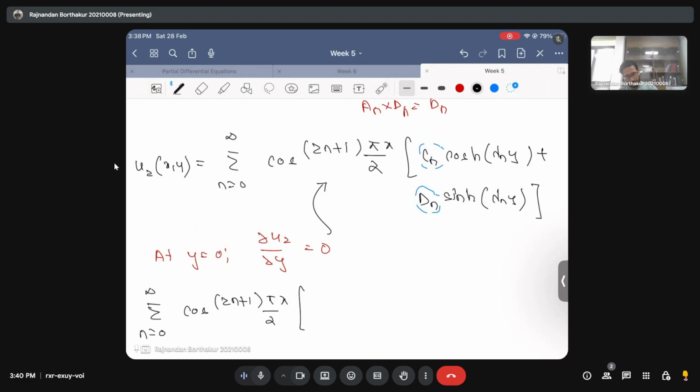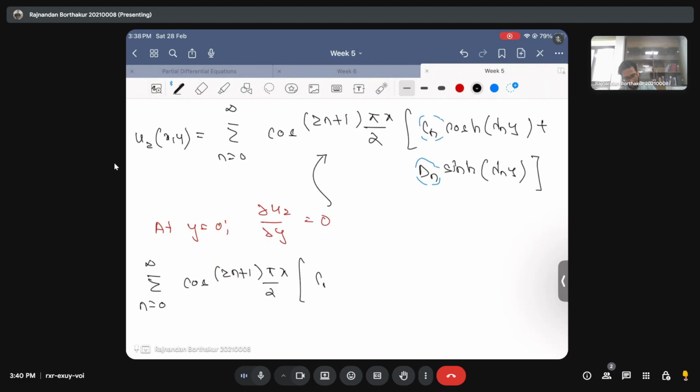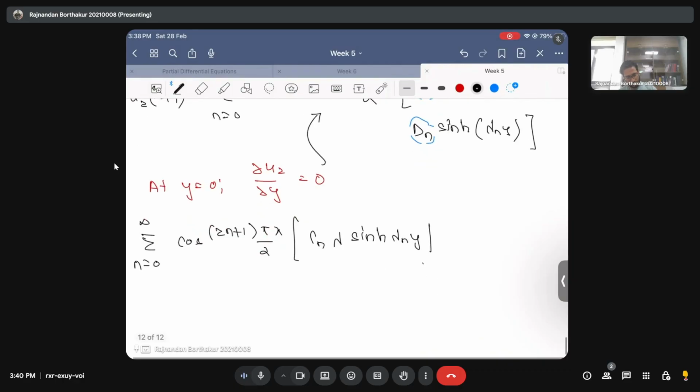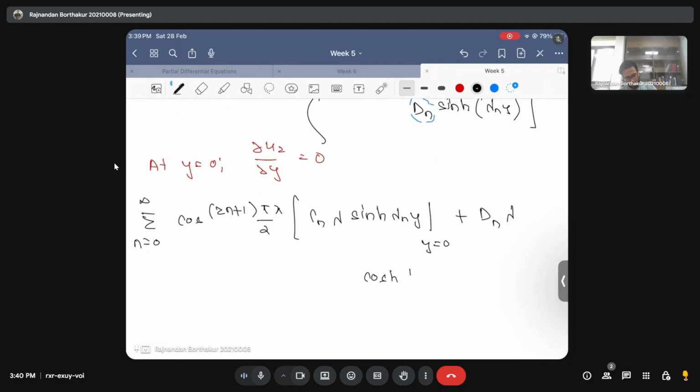Okay, let's do it, and then we'll see. So this is Cn times lambda n. The derivative of cos hyperbolic is going to give you sine hyperbolic lambda n y, but I need to evaluate this at y equal to 0. Plus the derivative of sine hyperbolic is going to give you cos hyperbolic. So this is dn lambda cos hyperbolic lambda n y, evaluated at y equal to 0. Now we know that sine hyperbolic 0 is 0, which means that this term is just going to be equal to 0.